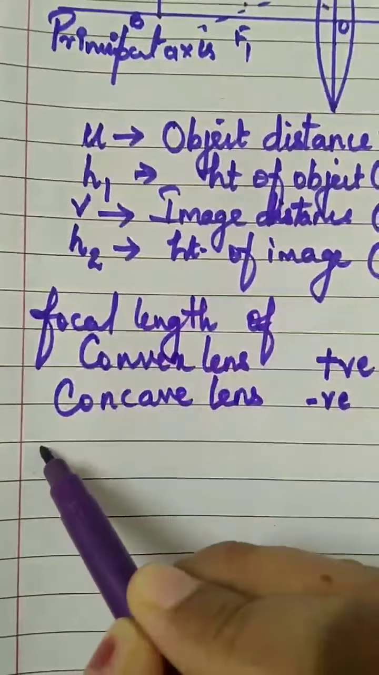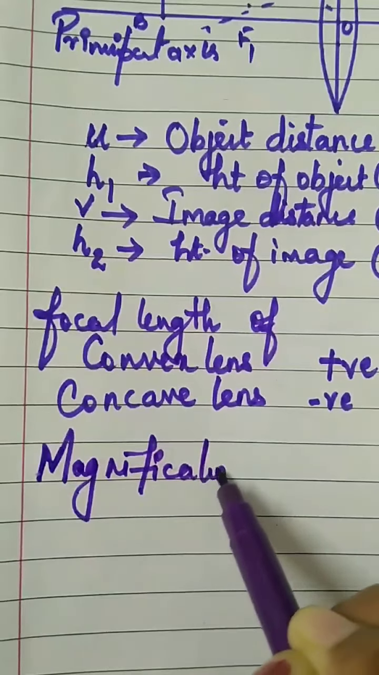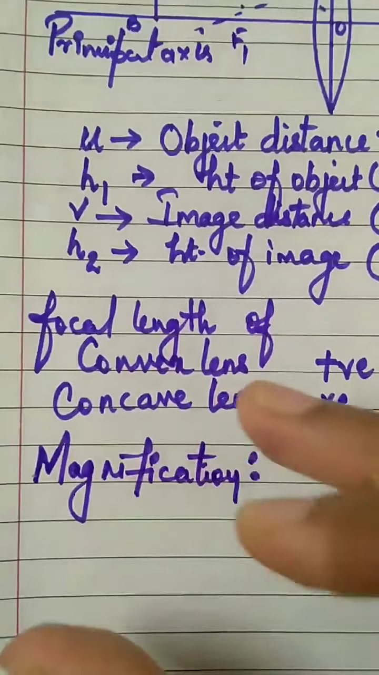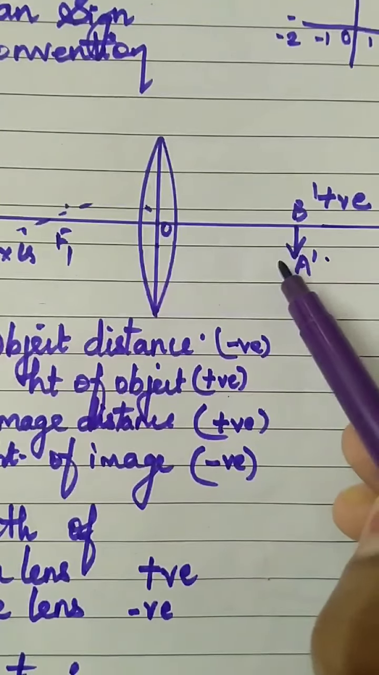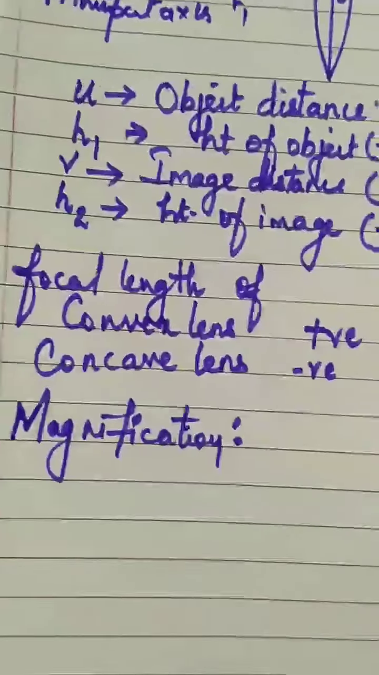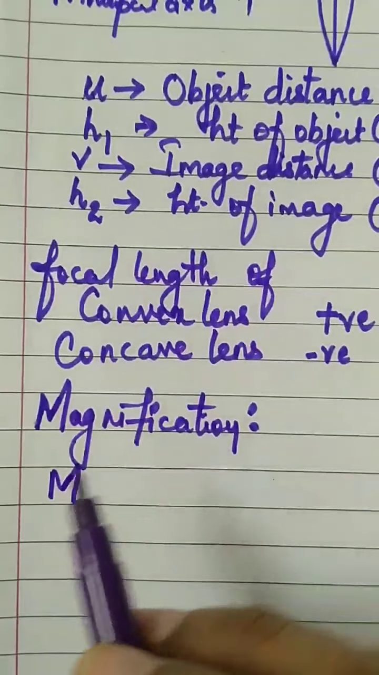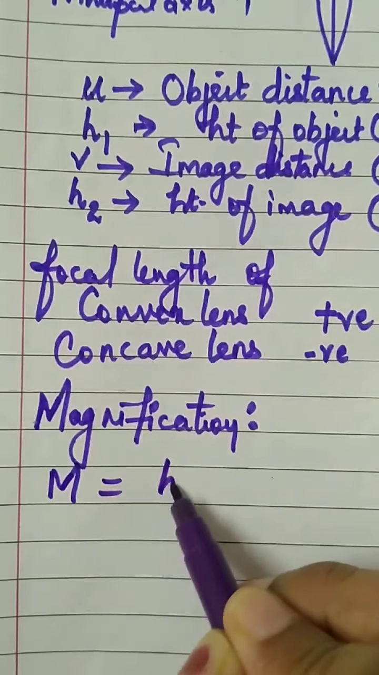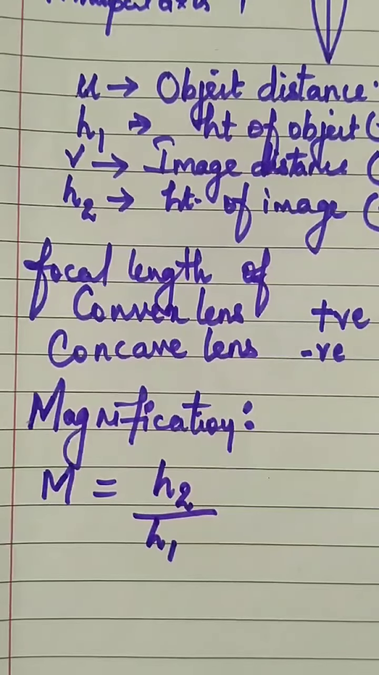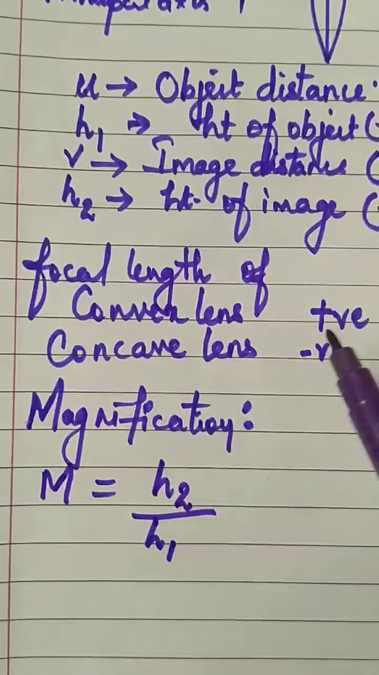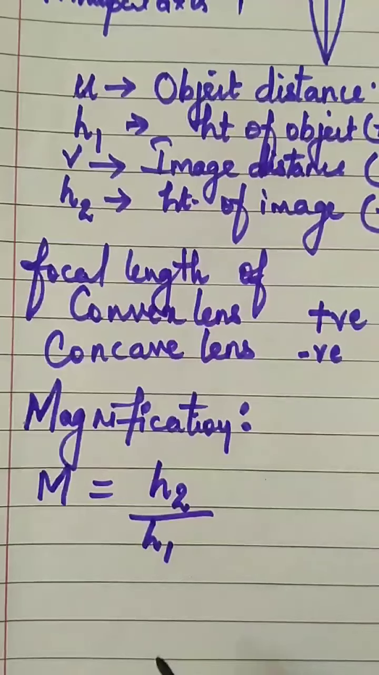Now, after that, you have the next term called magnification of lens. Magnify means to enlarge it and see. Here you can see that the image is of smaller size than the object. So magnification is just a ratio. Magnification, symbol M, is the ratio of the height of the image to the height of the object, h2 upon h1. Magnification produced due to a lens is the ratio of the height of the image to the height of the object, h2 upon h1.